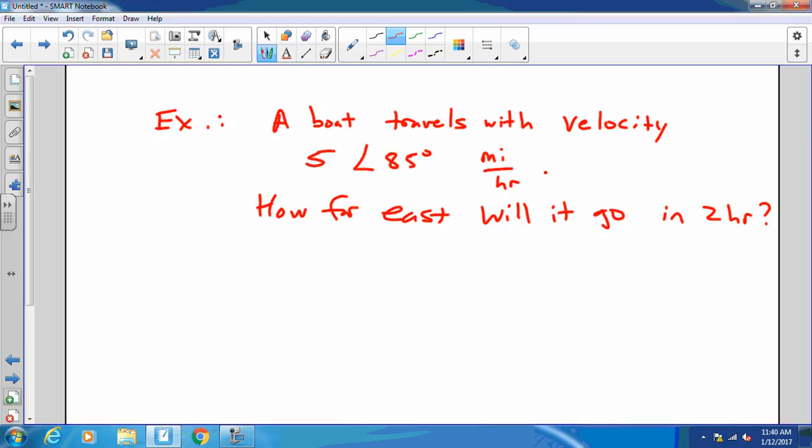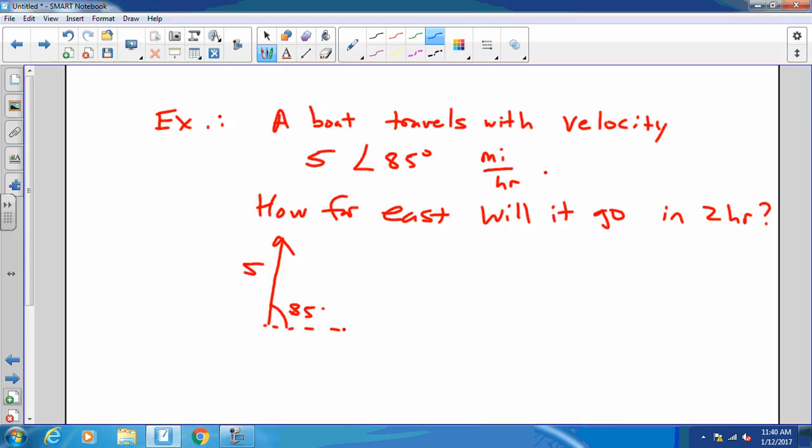So we do a little bit of visualization here to see what is being asked of us. And we begin by visualizing the velocity vector. Everybody do that on your papers. Go ahead and visualize that velocity vector. And you should have fairly quickly visualized that as a velocity with a magnitude of 5 and a bearing of 85 degrees, which is going to be pretty close to vertical.